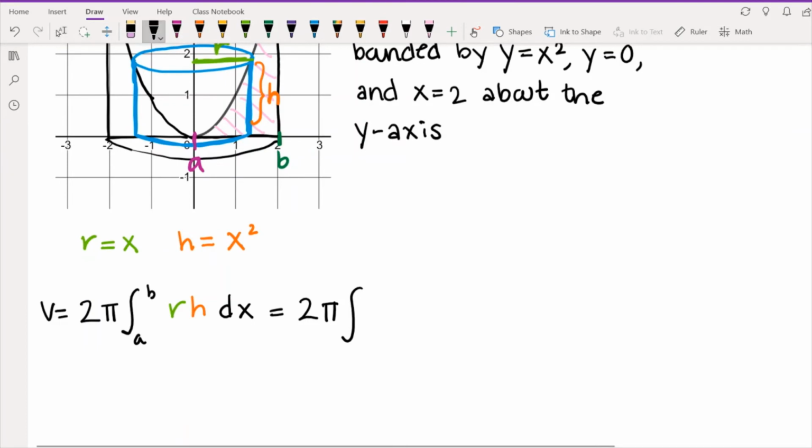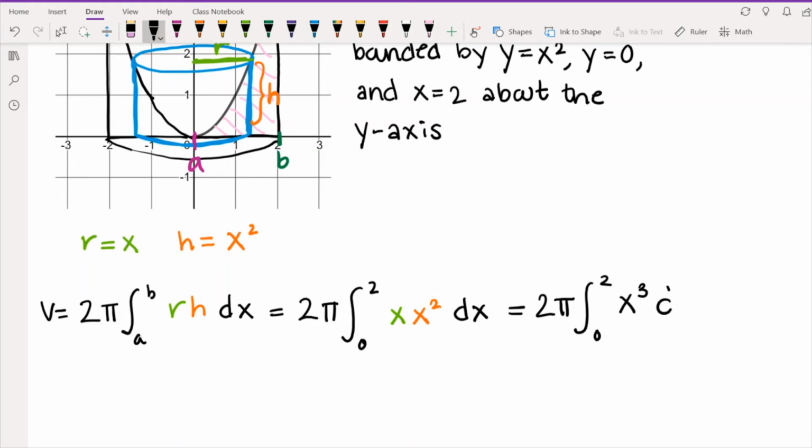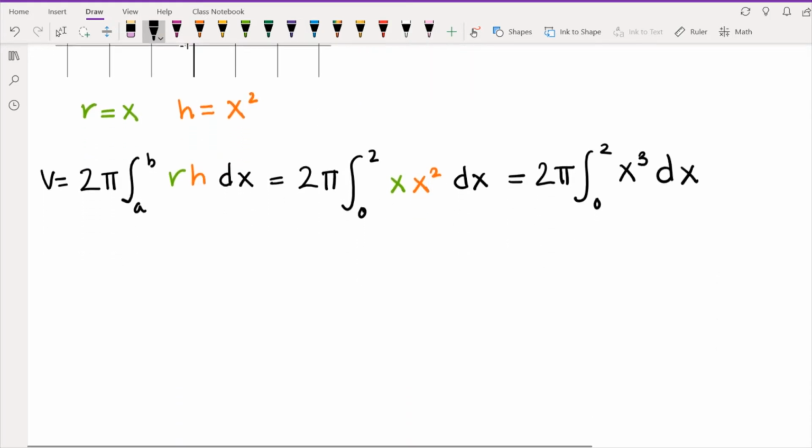So we have the integral from 0 to 2 of x times x squared, and integrating with respect to x. So this one is going to be 2 pi times the integral from 0 to 2 of x cubed dx. And so what's this going to look like? Well, we'll have 2 pi times, so our antiderivative is going to be 1/4 x cubed, or sorry, 1/4 x to the 4th. And we're evaluating that at 2 and at 0.